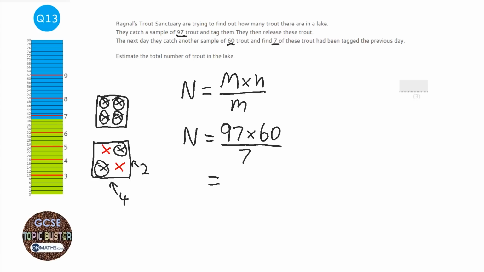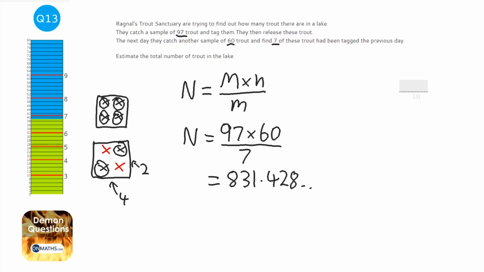And now you often get a decimal. So I've got 831.428 and so on. Now it says estimate the number of trout, so we have to have a whole number. So it's just going to be rounded to the nearest whole number. So that's 831.